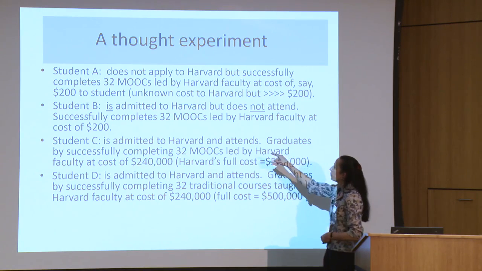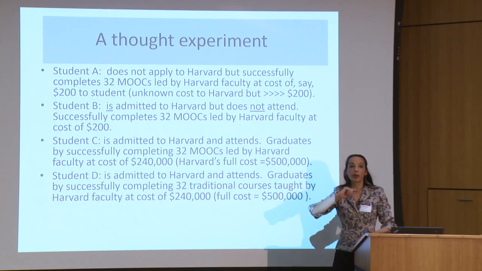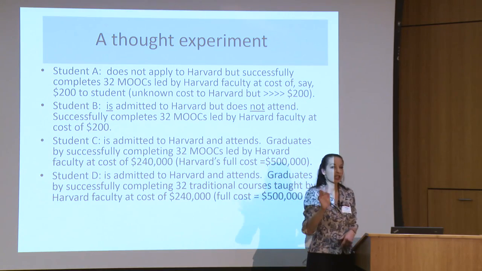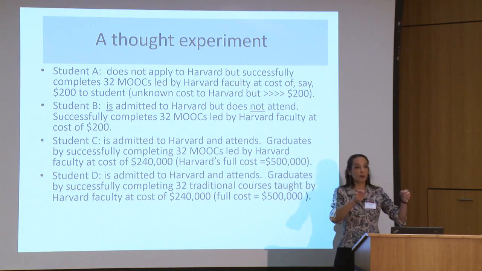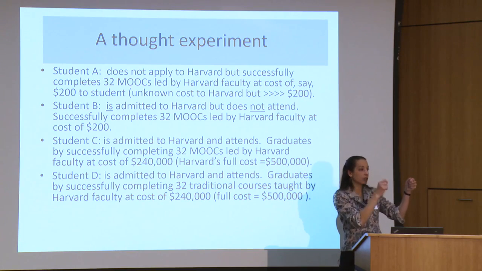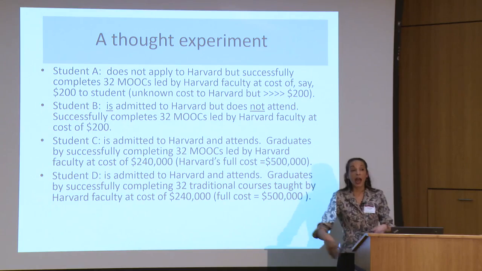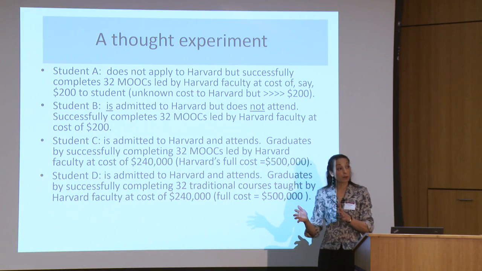Now student B is admitted to Harvard. So she applies to Harvard, she gets admitted, but she doesn't actually bother to go. Instead she says, okay, what do I have? I have my letter of admission, which says, Sally, you were admitted to Harvard University. And I take my 32 MOOCs.